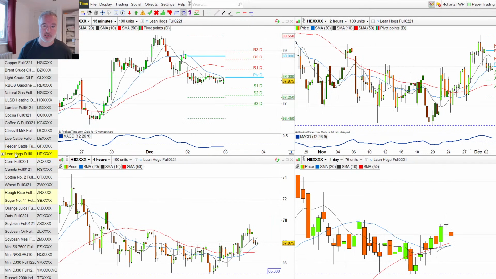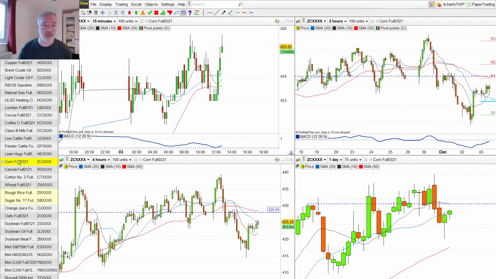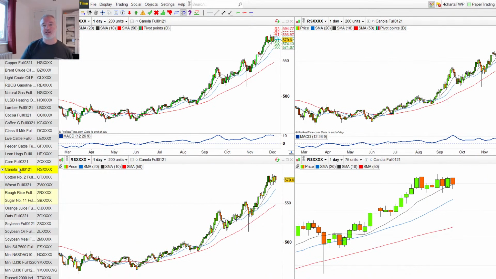Lean hogs. Mess. Now the dog's going to go nuts. Someone's at the door. And I think that's probably the delivery. Anyway, we're almost done, so it doesn't matter.